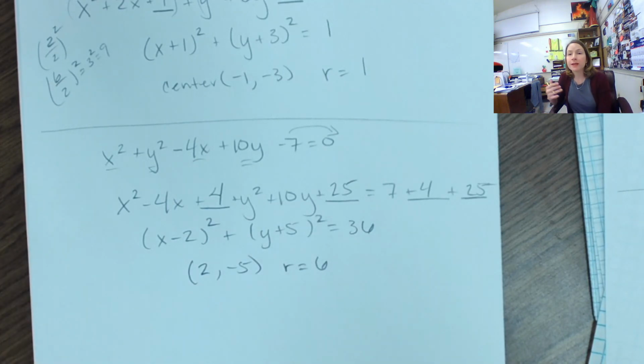Now, once again, I can really easily see my center is the point 2, -5, and my radius is 6. Once I have those pieces of information, a circle is something that's pretty easy to graph.